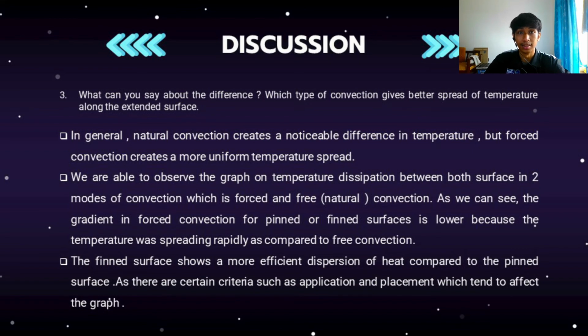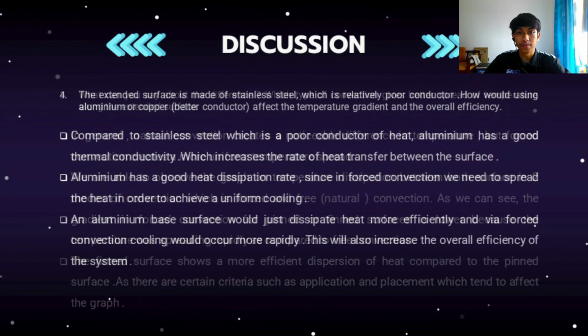As we can see, the gradient in forced convection for pin or fin surface is lower because the temperature was spreading rapidly as compared to free convection. The fin surface shows a more efficient dispersion of heat compared to the pin surface, as there are certain criteria such as application and placement which tend to affect the graph.